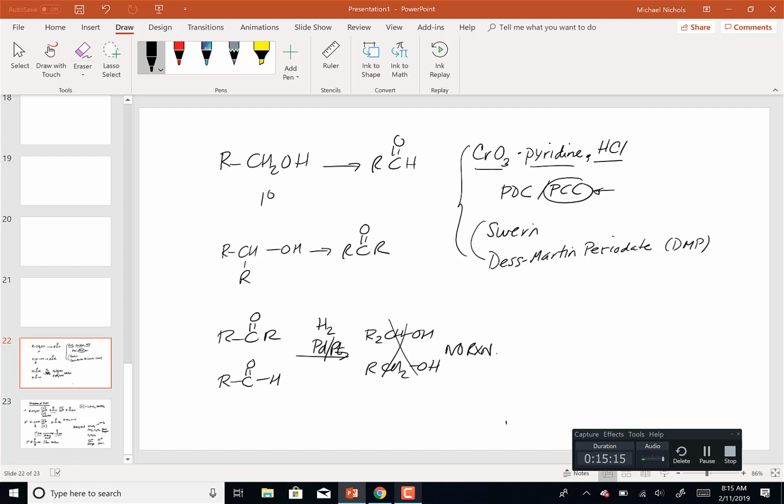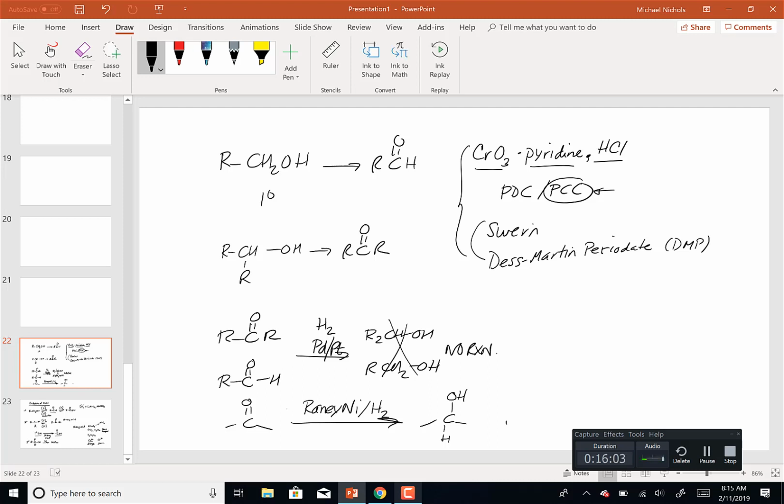Palladium and platinum is strong enough to reduce a carbon-carbon double bond, but it's not strong enough to reduce a carbon-oxygen double bond. And so a reagent has been developed called Raney nickel. When you combine Raney nickel as the metal catalyst with hydrogen gas, the Raney nickel will reduce the carbonyl. So whatever the carbonyl group is, you'll add hydrogen across that double bond and reduce it down to the alcohol.